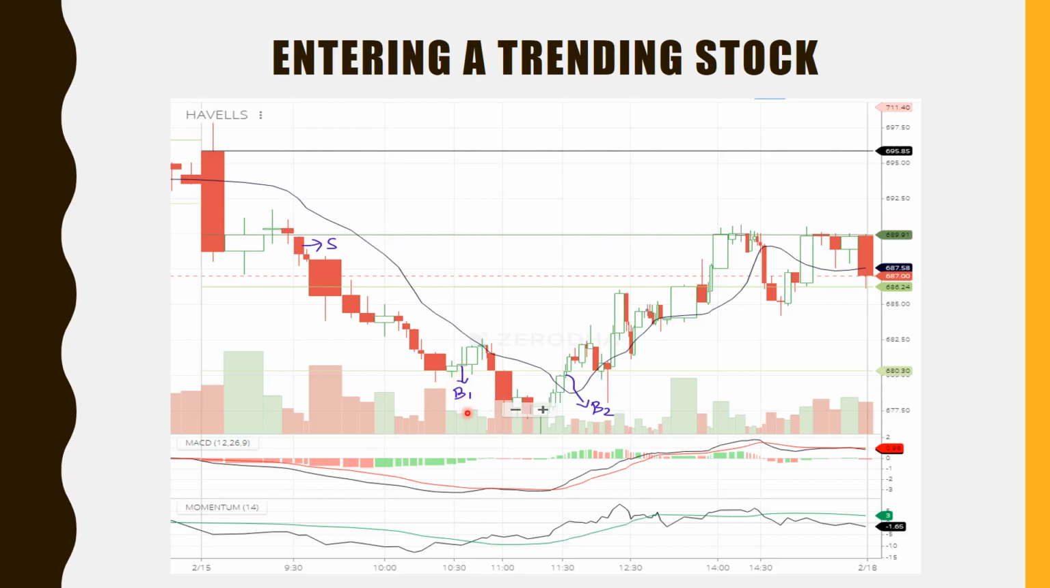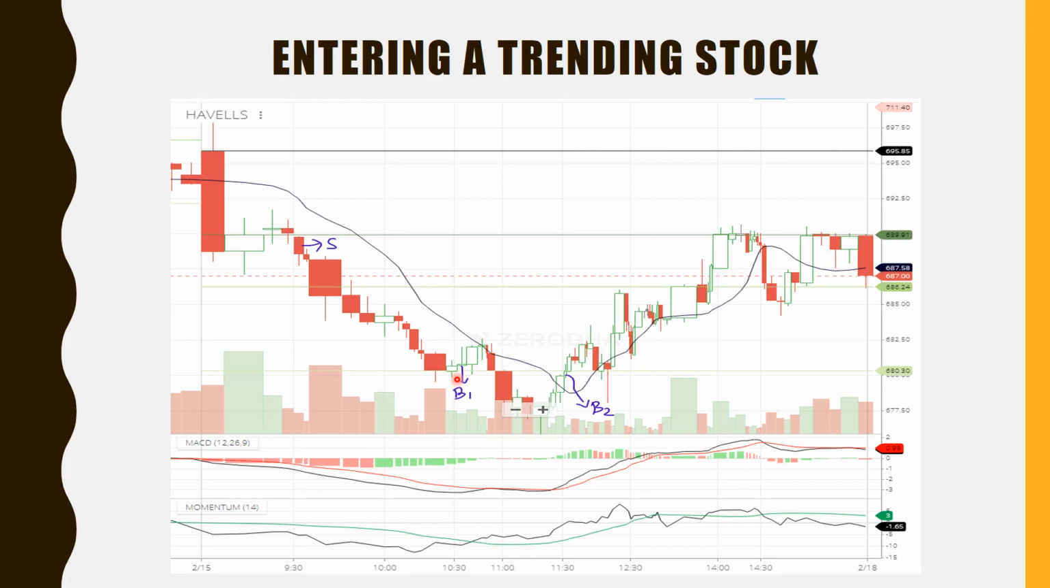I might book my profit here because I don't know what will happen. This is a support area, this is where buyers can be, and if they come in, my profit might go down by 2-3 rupees. So I take the chance. I will book my profit here.